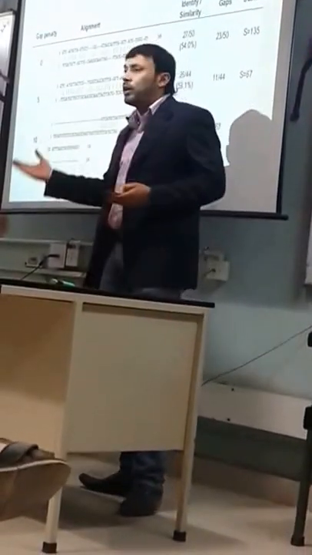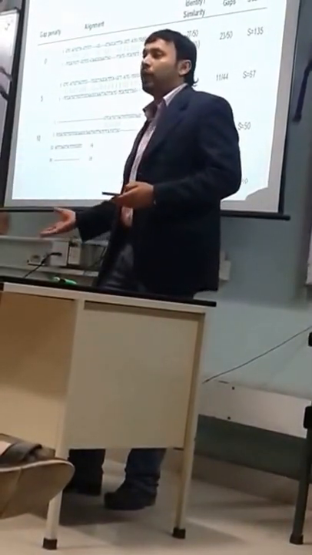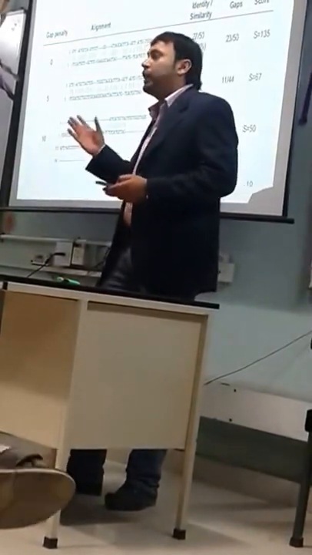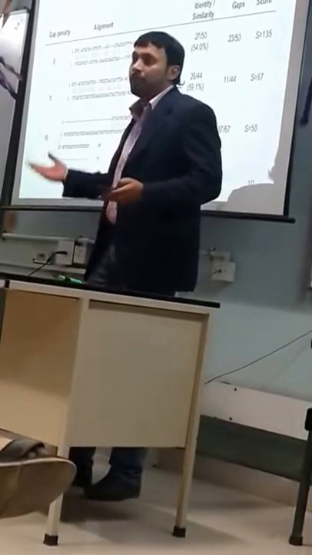And you set up parameters to see how many mismatches there are. You put a penalty for that. For matches, you put a score. For gaps, you put a penalty, and for gap extensions, you put a separate penalty.